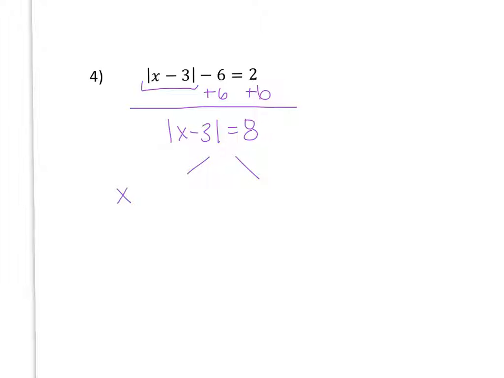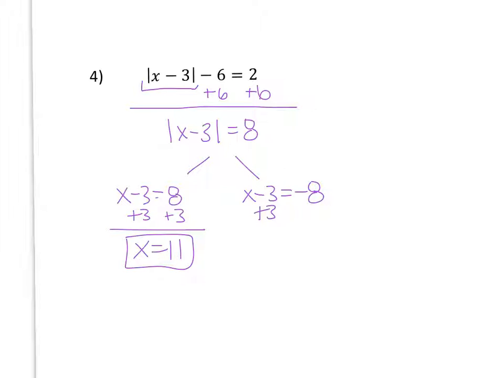Do absolute value. Go x minus 3 is equal to a positive 8, and x minus 3 is equal to a negative 8. You add 3 to both sides. We end up getting x is equal to 11. Add 3 to both sides, we get x is equal to a negative 5. So we do have two solutions there.